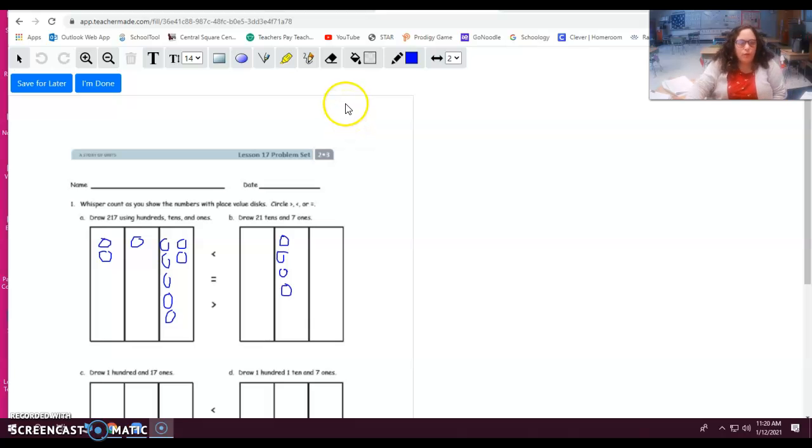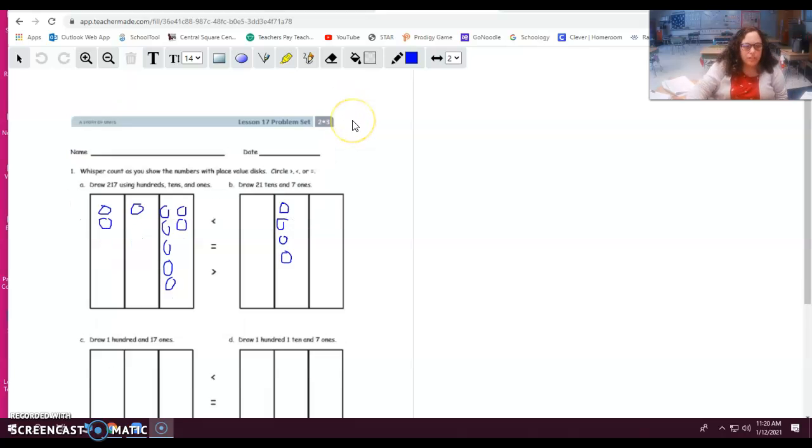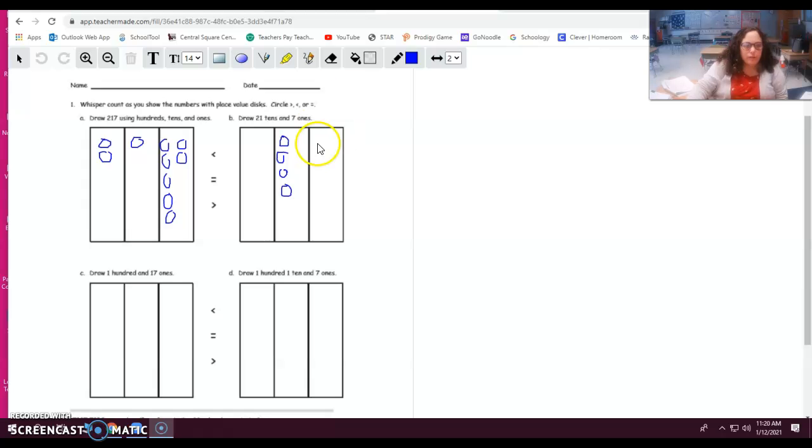All right, boys and girls, so for your math worksheet today, you can use the pencil tool or the circle tool, whatever is easier for you. But when you have to draw the place value discs, don't worry about putting the numbers inside. So this one says draw 217 using hundreds, tens, and ones.